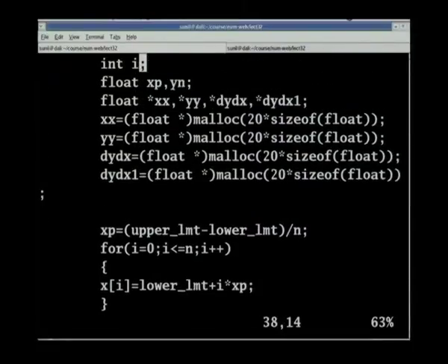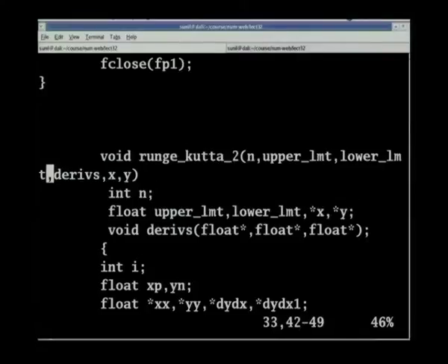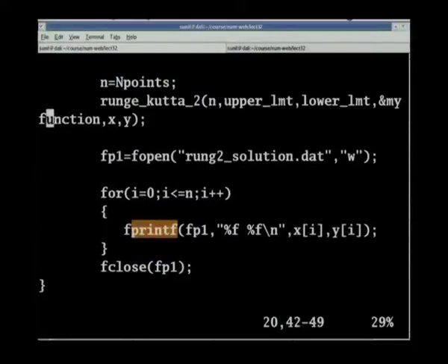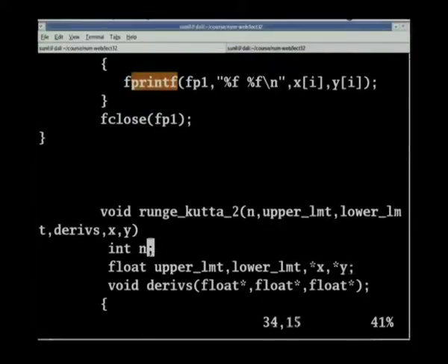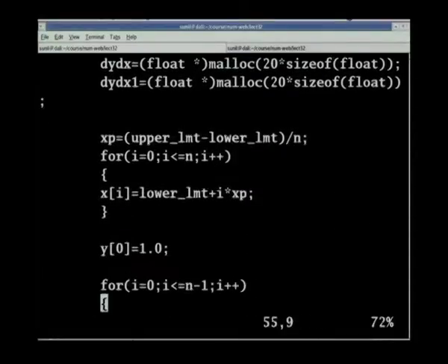So, remember this program: I pass to this program a pointer to my function, which I call my function. And this program receives it as derivs here. So, when I supply a pointer to the function which is the right hand side of my differential equation as my function, the Runge Kutta program is actually receiving it as derivs. And then it calls the derivs.